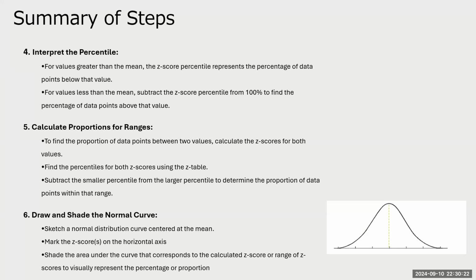I'm going to interpret the percentile for values that are greater than the mean. I expect the percentage points to represent the data below that value or to the left of the value. For values less than the mean, I'm going to subtract the z-score from 100%. I'm going to calculate the proportions for ranges, looking at the upper and the lower bound. And then I'm going to draw the normal bell-shaped curve and figure out what part of the data I need and subtract or determine appropriately.